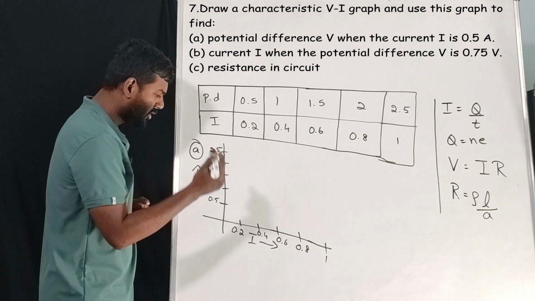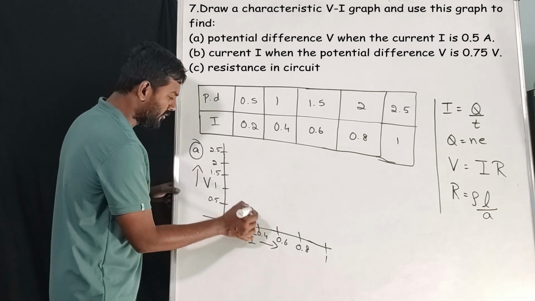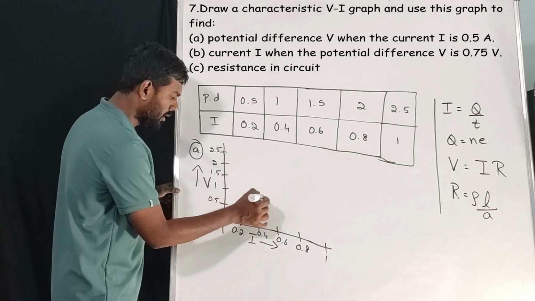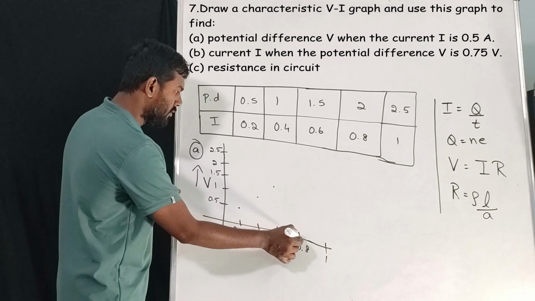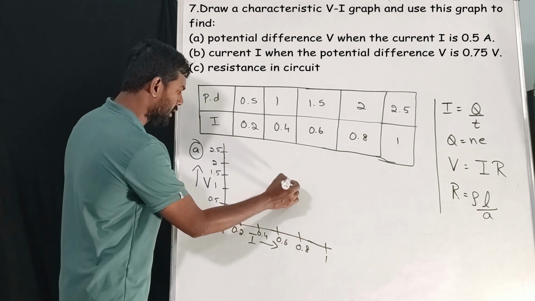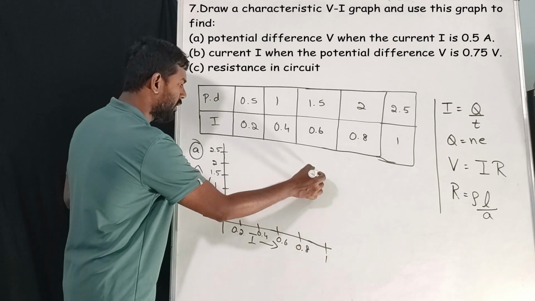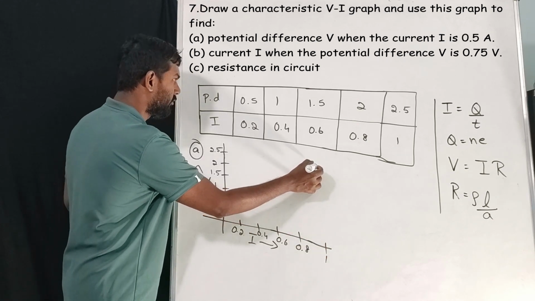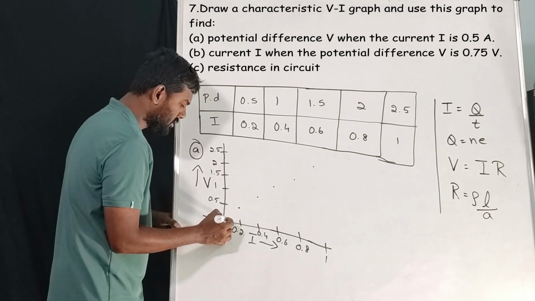Now for 0.2 current, what will be the voltage? That is 0.5. For 0.4 it will be 1, and for 0.6 it will be 1.5. For 0.8 it will be 2. For 1.0 it will be 2.5. Okay, see, once you draw this one, once you put the dots, join them.